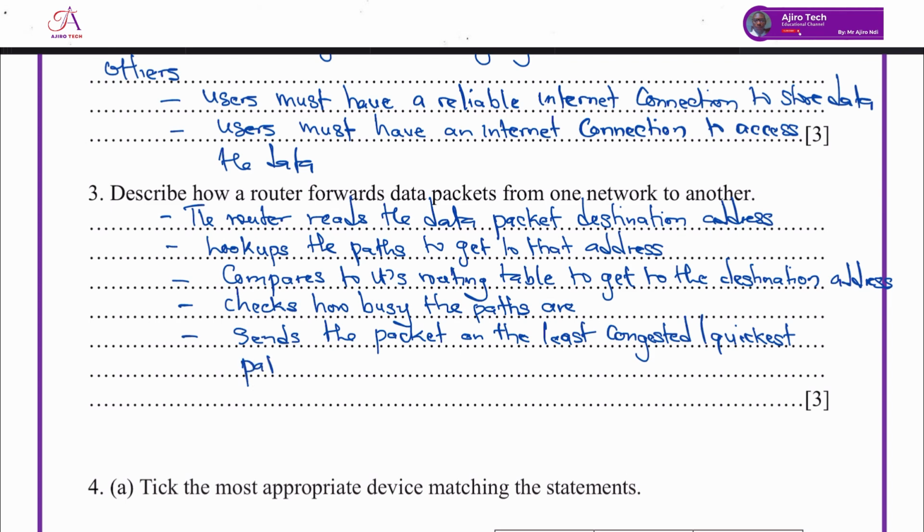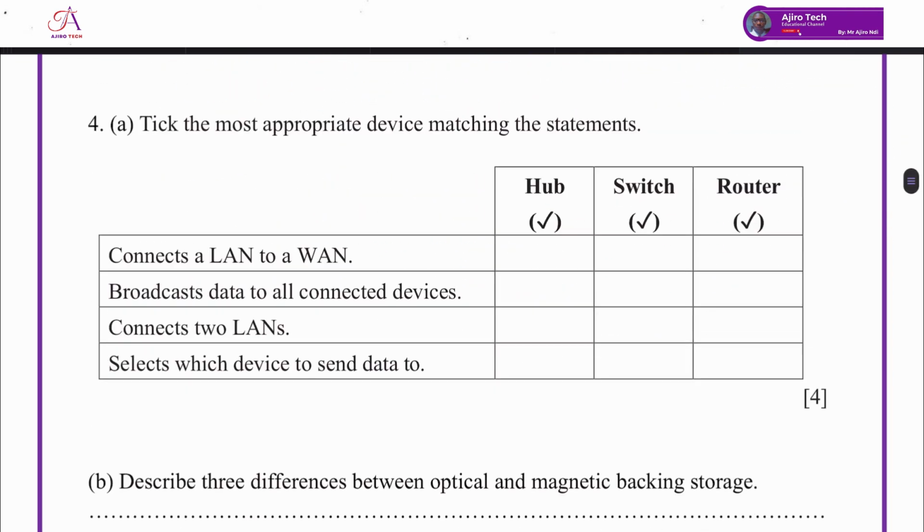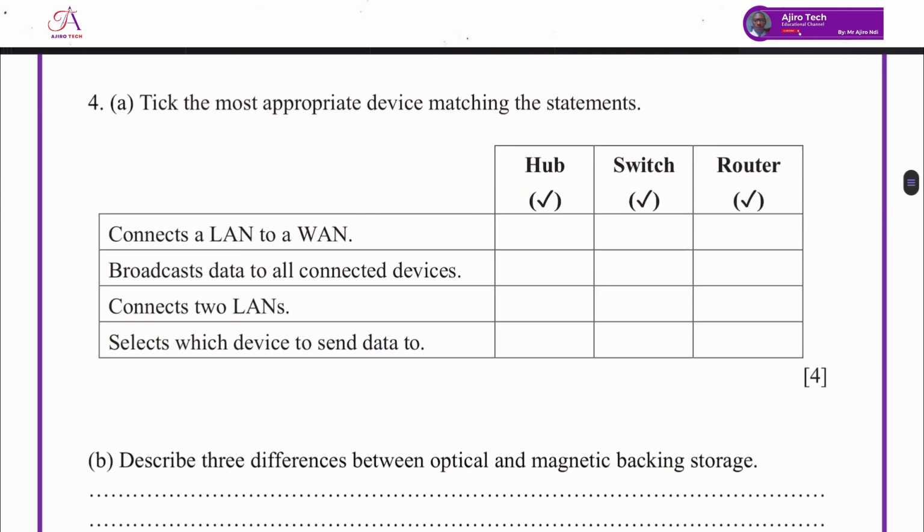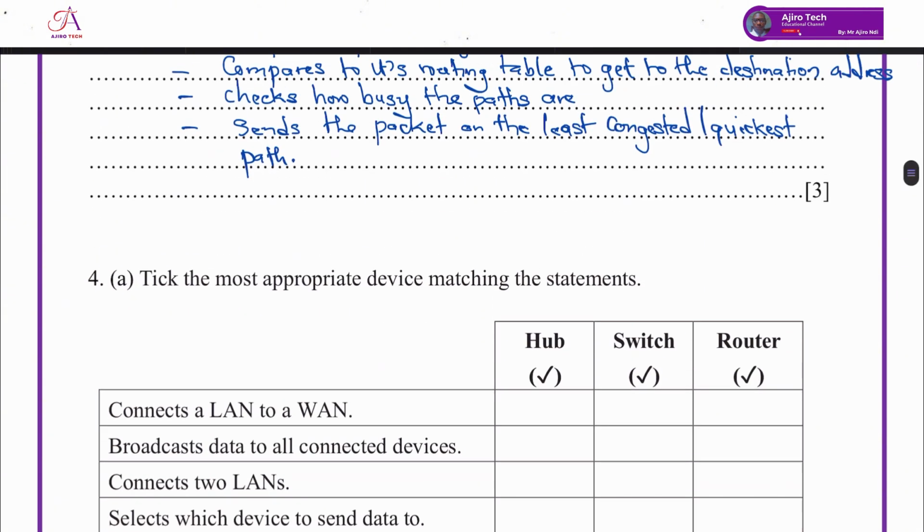Now, when you see questions like this to describe how, you don't just put three points and then go away. No, you have to describe everything, because everything gives you your mark. Some gives you some mark, and none, of course, obviously gives you nothing. Okay, so this is important. Take the most appropriate device matching the statement. So let's talk about hubs. Let's talk about switches. Let's talk about routers. Okay, so let's talk about them.